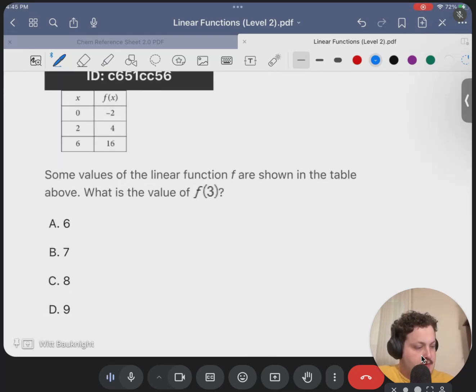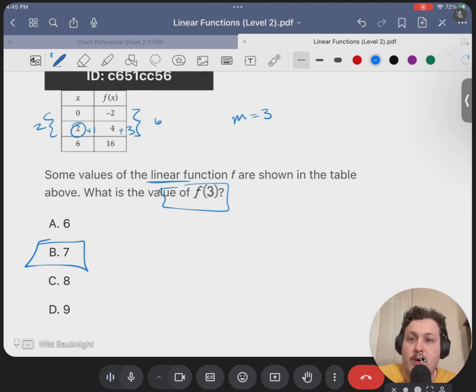Cool. Some of the values of a linear function are shown below. That's important: it means equivalent rise over run at every single point, a constant slope. What's the value of f of 3? All right, let's figure out what the slope is first. It goes up 6 over the course of 2, so the slope equals 3. So if we go 1 more to the right, it's like adding 3, and up 3 from 4 is 7.